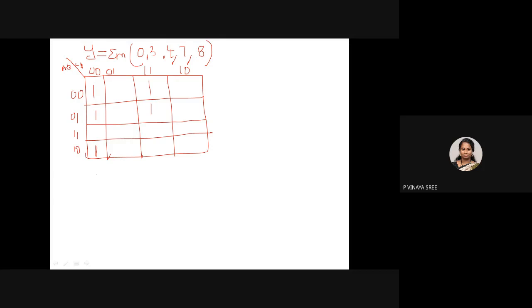In which positions do we need to place don't care? 10 to 15. So these are all don't care conditions. Now, what to group? What will be the expression? C complement D complement plus CD. Yes.